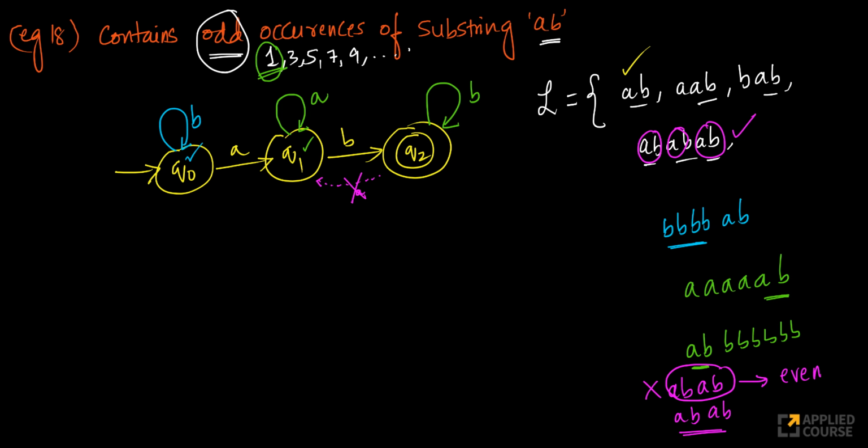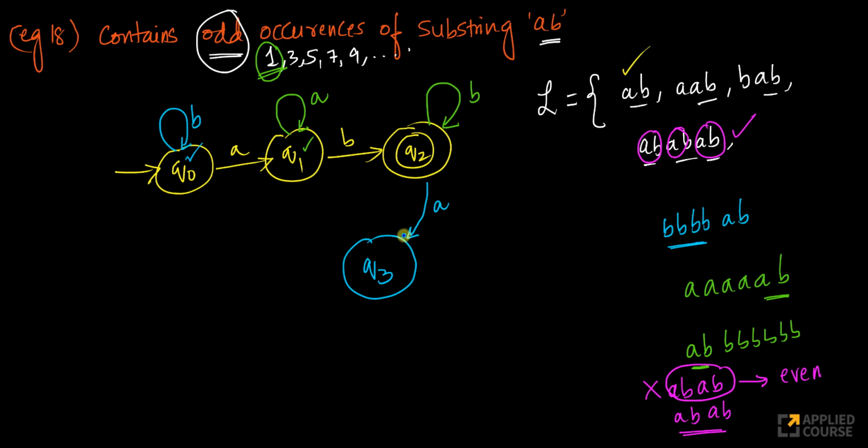So with just these three states, you cannot solve this problem, right? We are forced to introduce a new state. Let's call it Q3. So what if I go to this state? I got AB, I go here. When I reach this state, what it means is, till now I have seen an odd number of occurrences of AB. Now the moment I see A again here, I reach here.